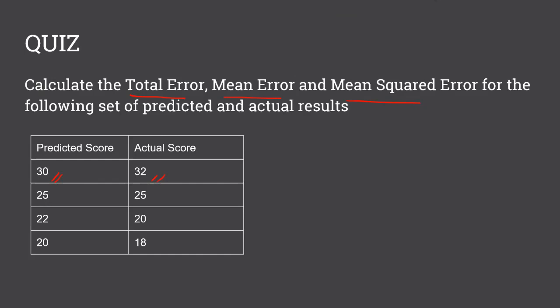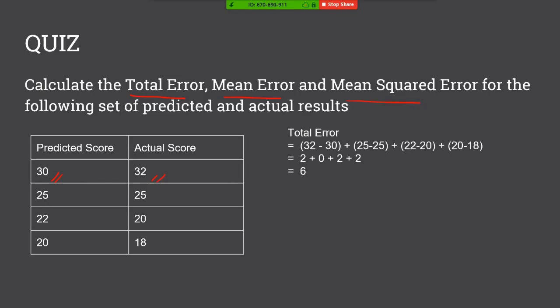Okay, so I think here's how you should approach it. The total error will be just the differences over here. The difference over here is 2, the difference over here is 0, and the difference over here is 2 again and 2 again. So 2 plus 2 plus 2 will give us 6.